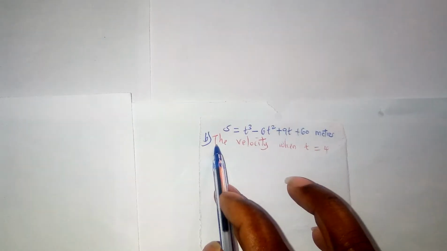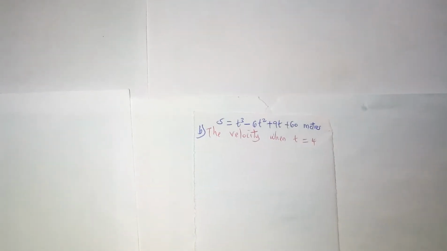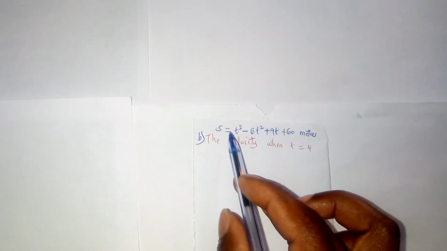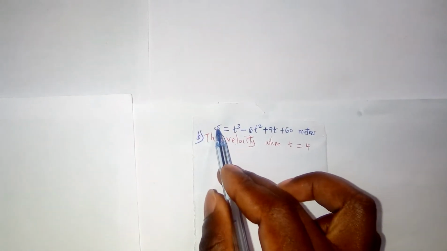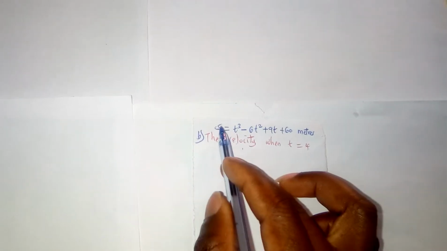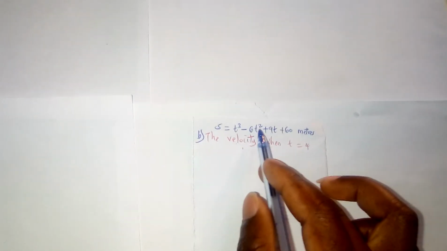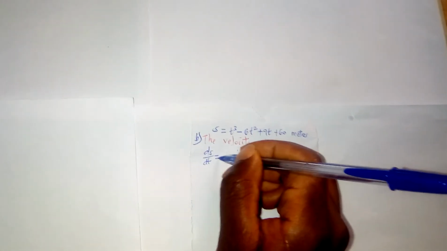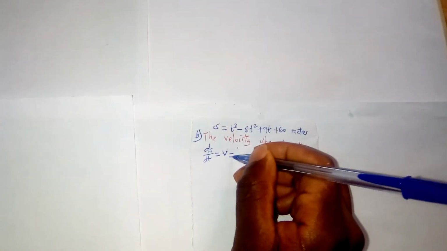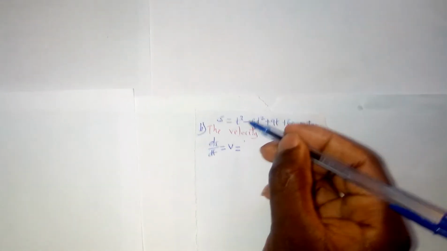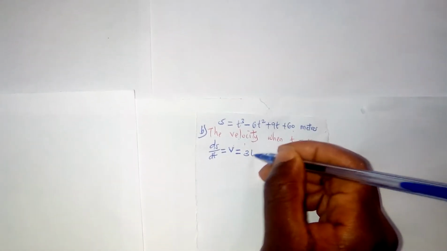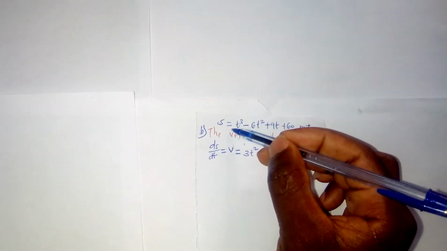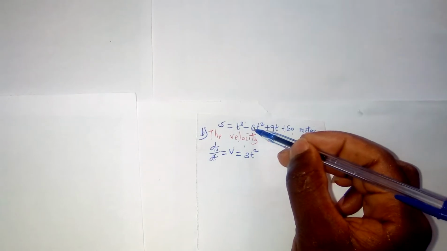Now question B: you've been told to find the velocity when t equals 4. To derive velocity, you are supposed to differentiate displacement. Since you've been given the displacement equation, just differentiate it to get velocity. So ds/dt equals velocity. When you differentiate, you come up with 3t squared. Remember, you take the power, then subtract 1.